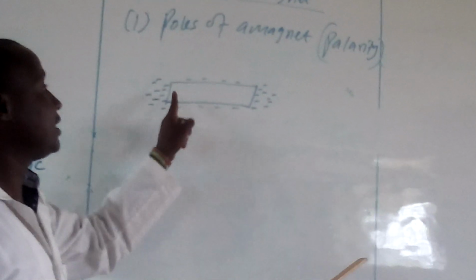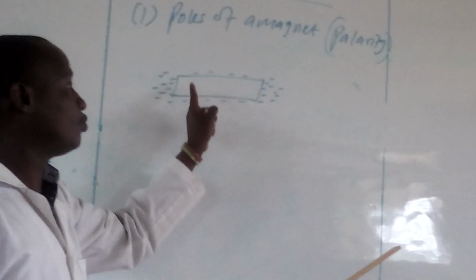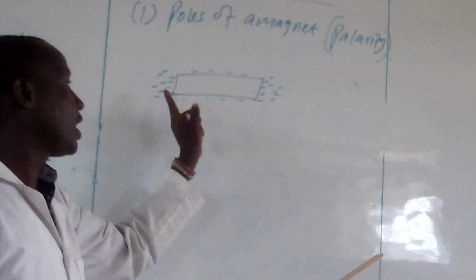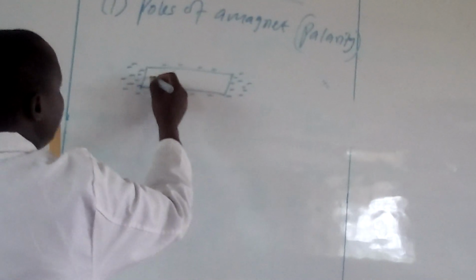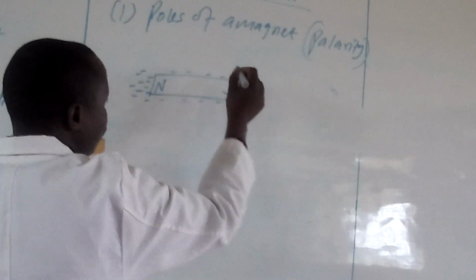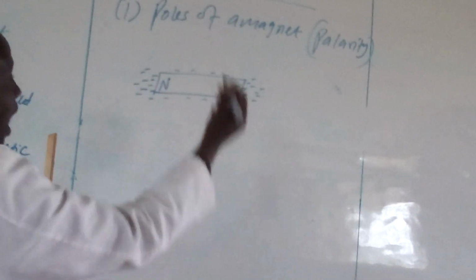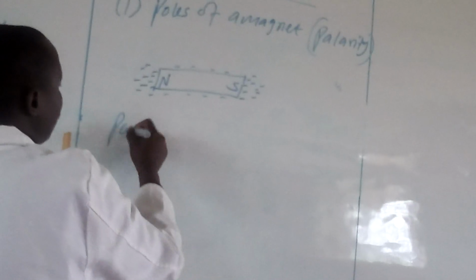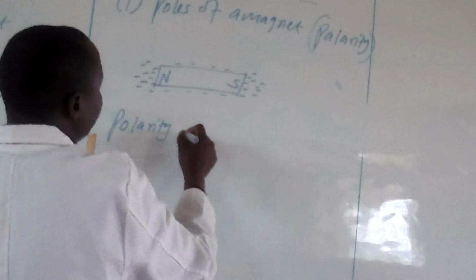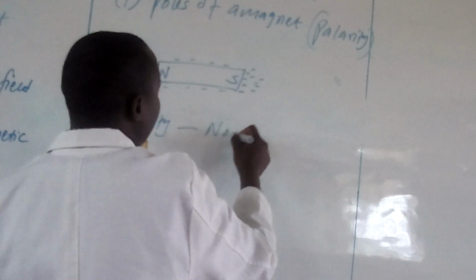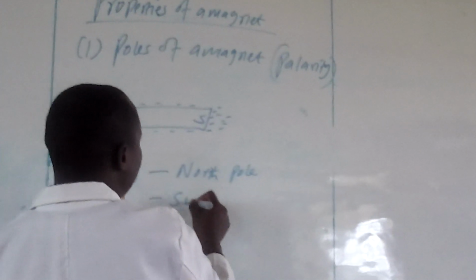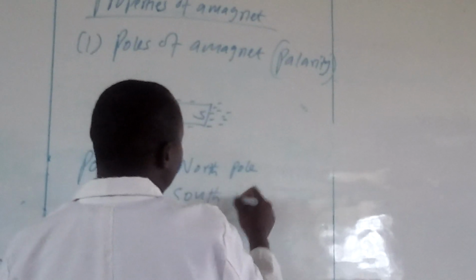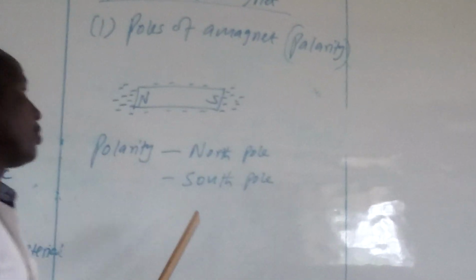So the poles of the magnet are the ends of the magnet here. We have this point and that point. In the poles of the magnet, we have a north pole and a south pole. If this side is the north pole, the other side will be the south pole. So we have two poles of the magnet, or the polarity: north pole and south pole.